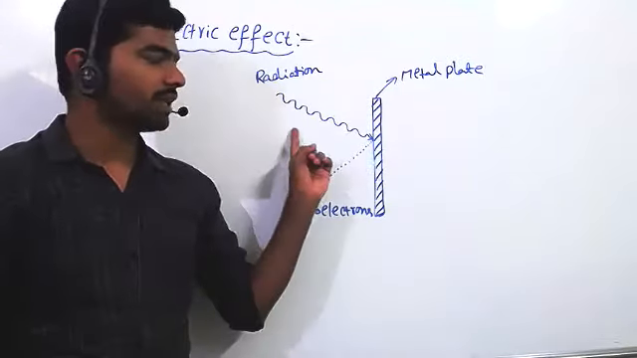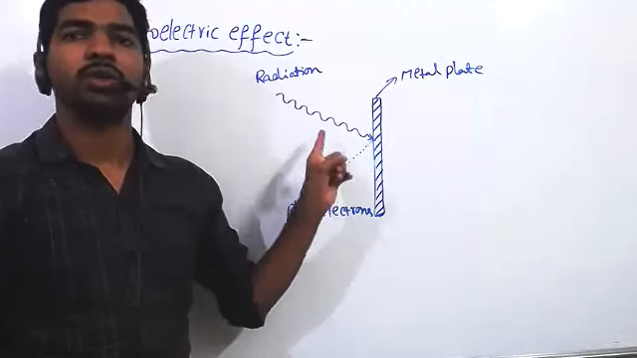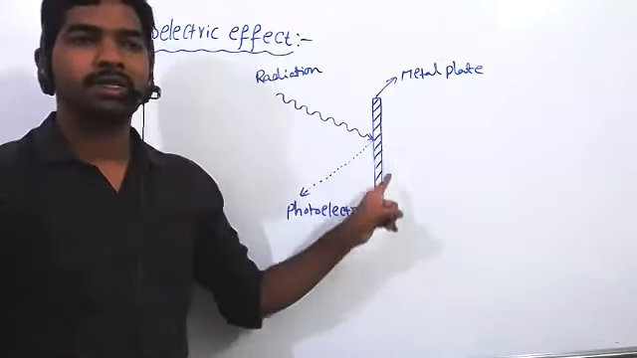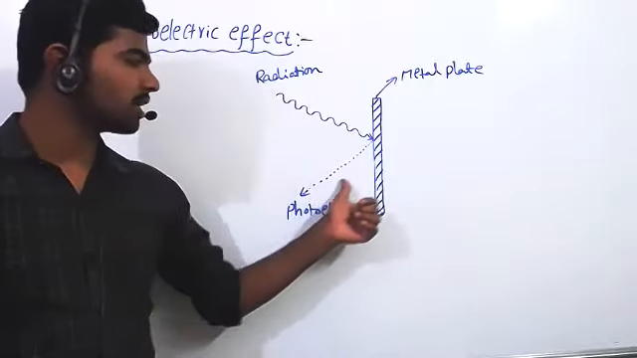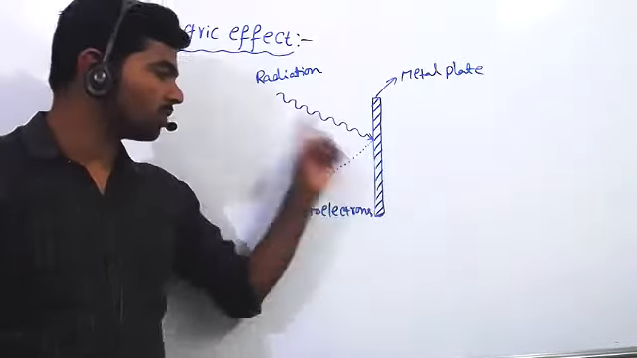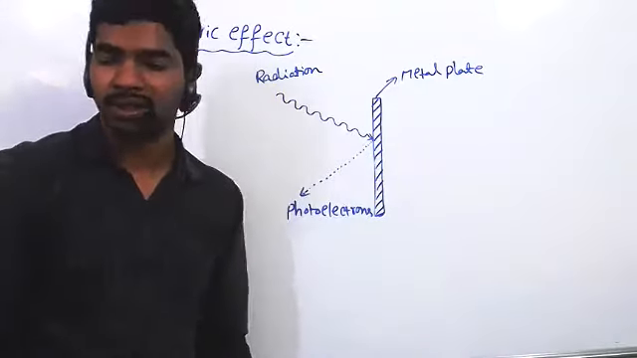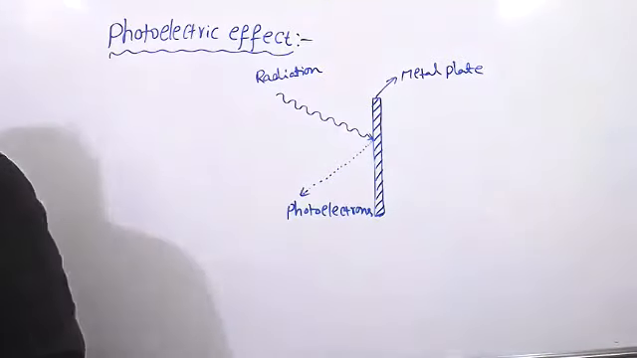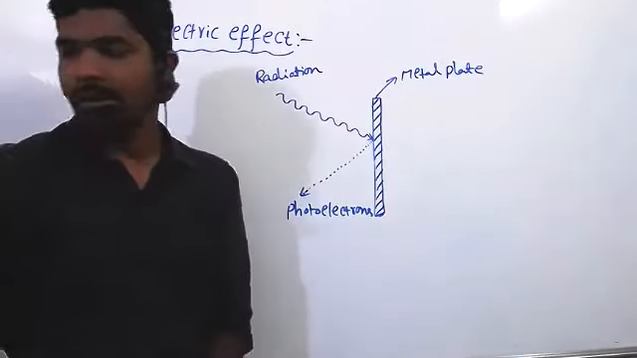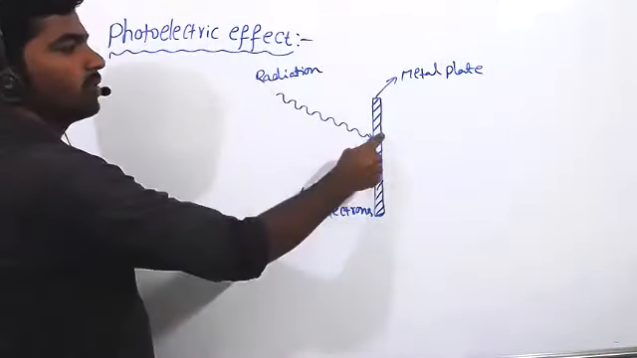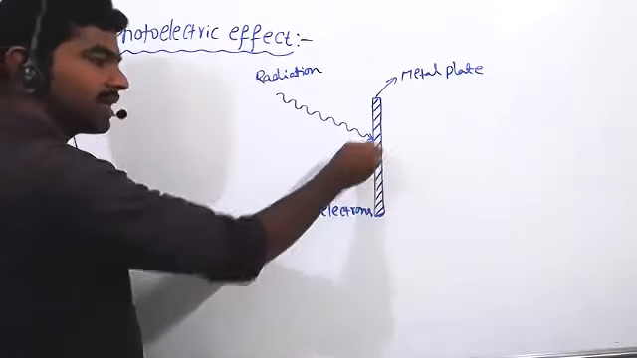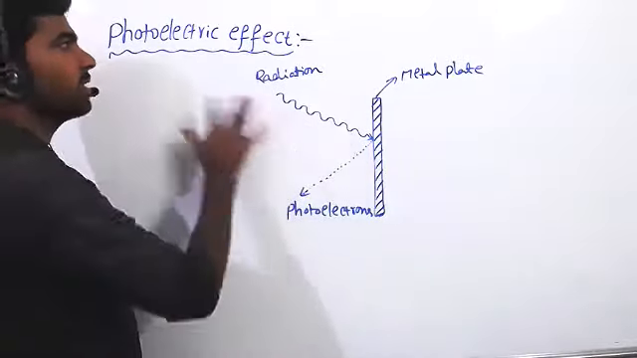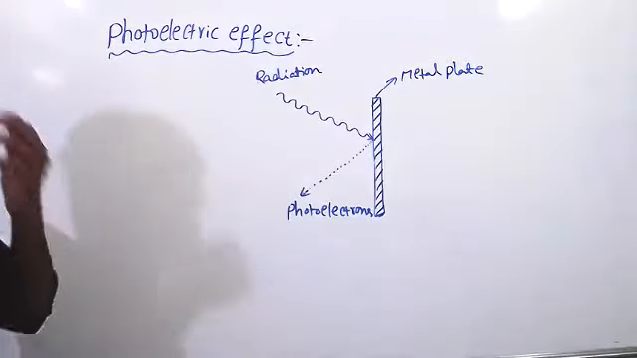When a sufficient frequency of radiation is allowed to fall on a metal plate, some electrons are ejected out from the metal plate. These electrons are called photoelectrons, and this whole phenomenon we are calling the photoelectric effect. Got it? What's happening here? When light is allowed to fall on metal, this metal has some atoms and electrons, and those electrons come out. This phenomenon we are calling the photoelectric effect.